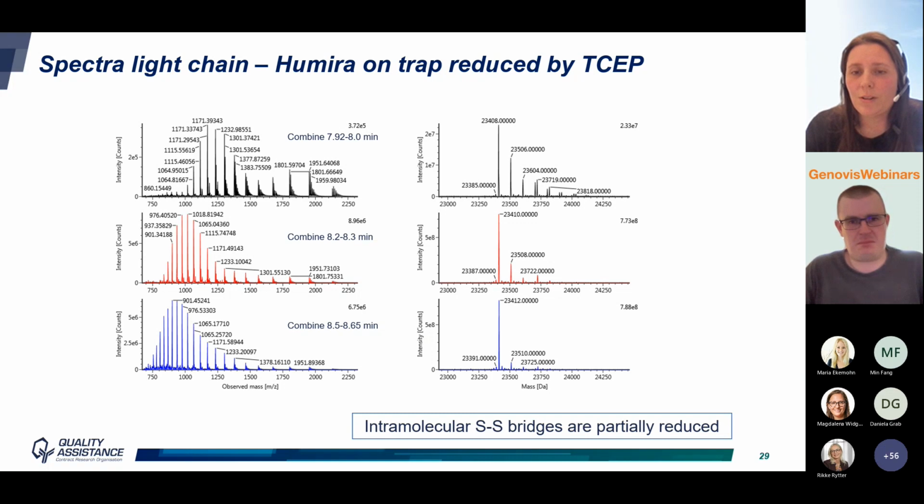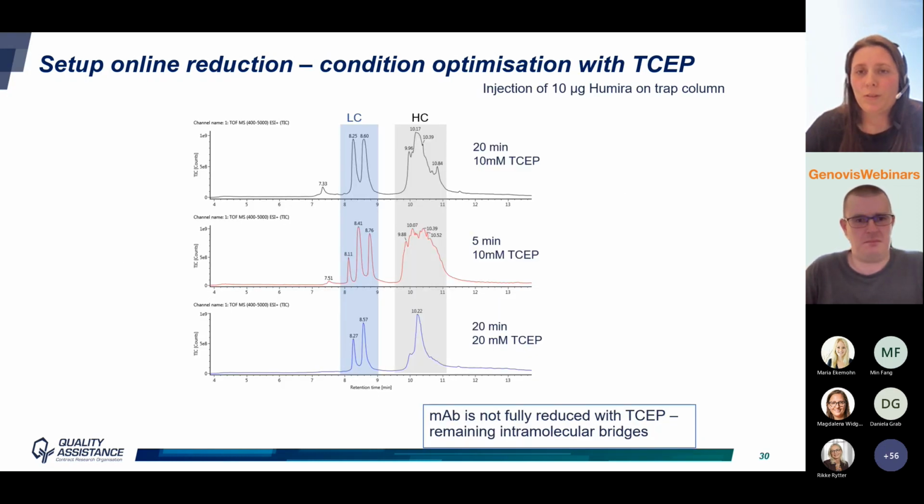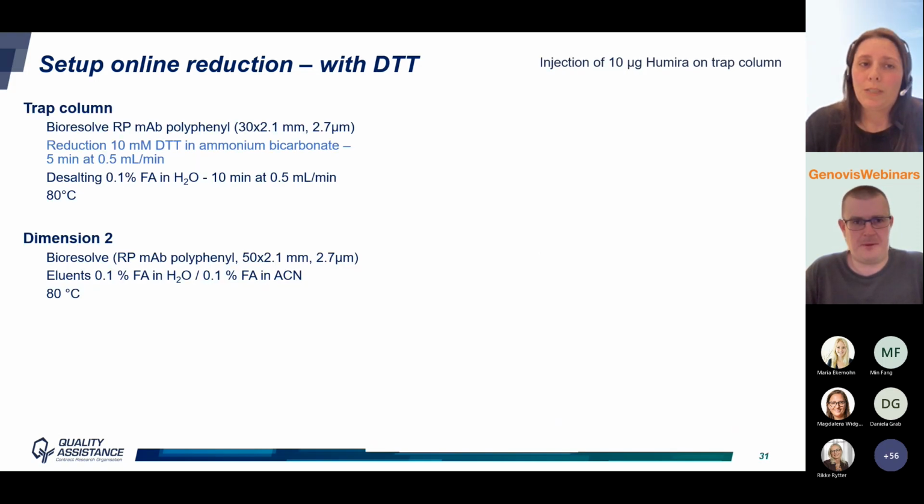We have a mix of light chain with more or less a disulfide bridge remaining. So this was not satisfactory. This means the reduction was incomplete. So we tried to optimize this by increasing the time and the concentration of TCEP, but still this was not successful. We always had several species. So we decided to move on to DTT.